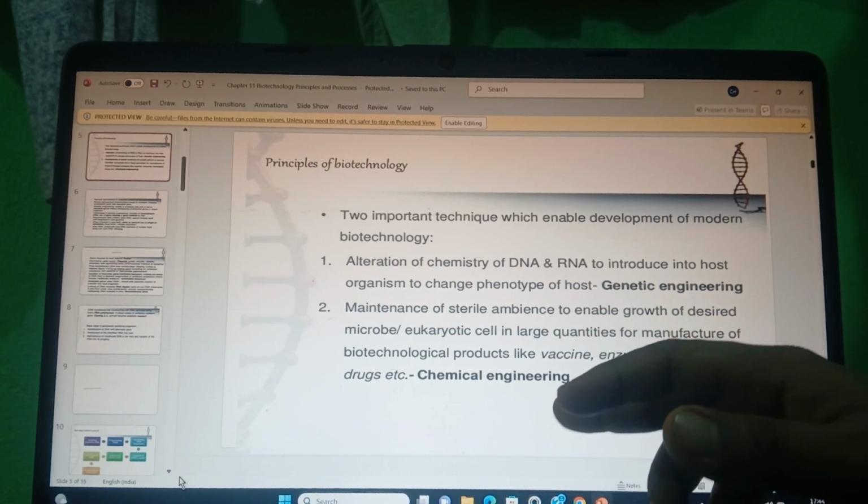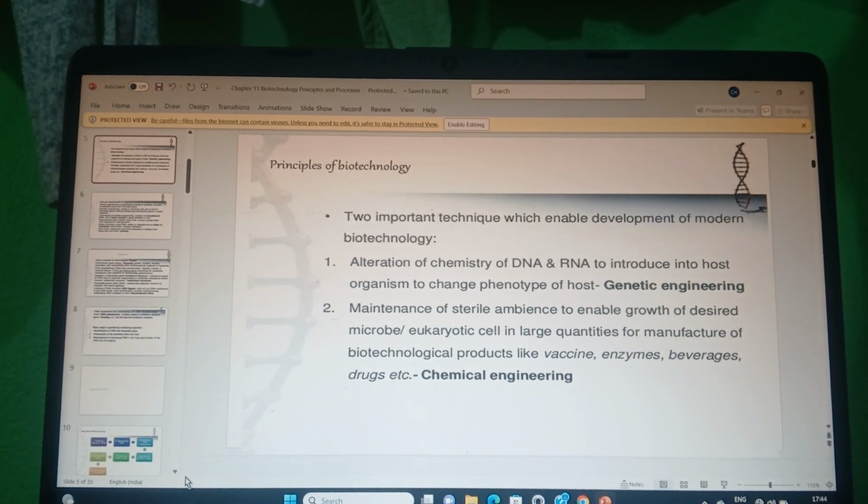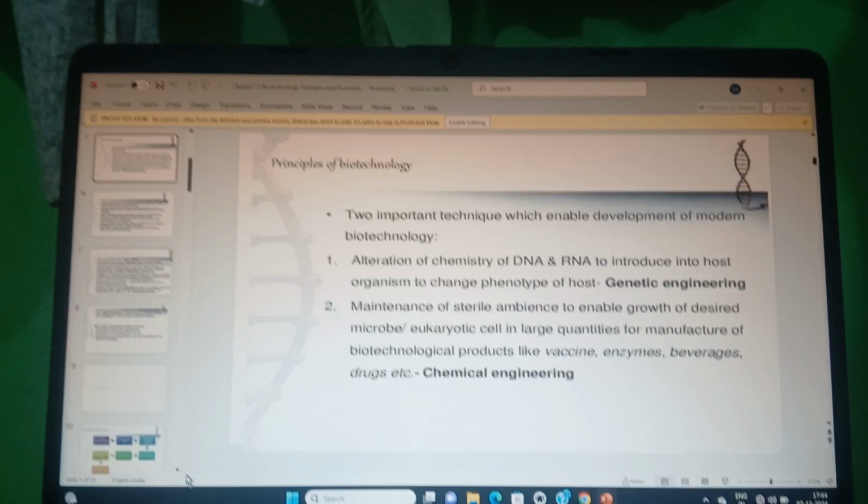Only you want the desirable microbes or desirable eukaryotic cells in this petri plate. Okay, next, look.